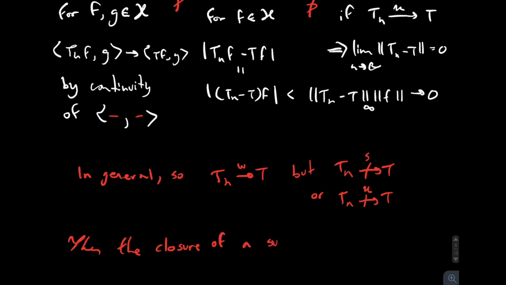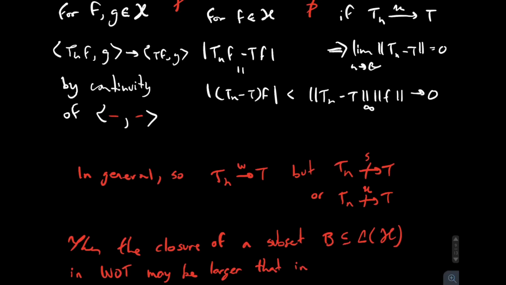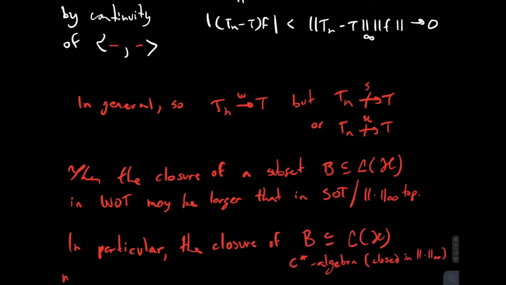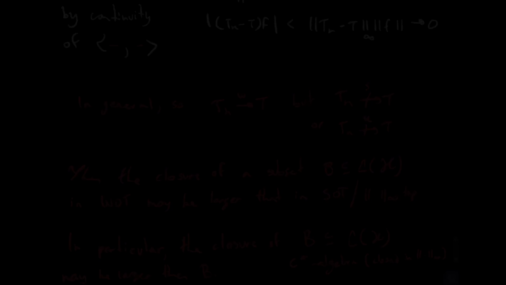Now, interpreting the statement in terms of closures, we see that given a subset B of bounded operators on a Hilbert space, the closure with respect to the weak operator topology might be larger than that of the strong operator topology, and that itself could be larger than the closure with respect to the uniform topology generated by the operator norm. In particular, when B is a C-star algebra, C-star algebras are closed in the uniform topology, and hence its closure in the weak operator topology might be larger than itself.